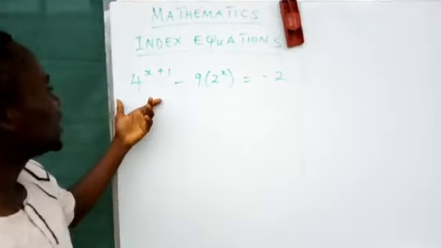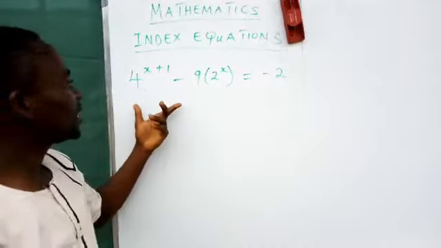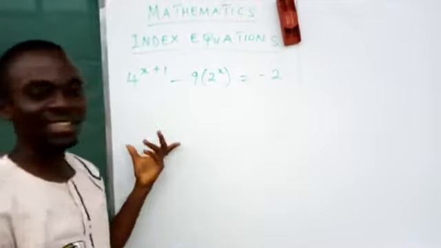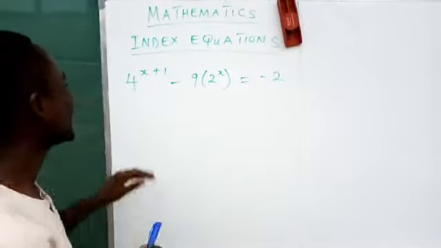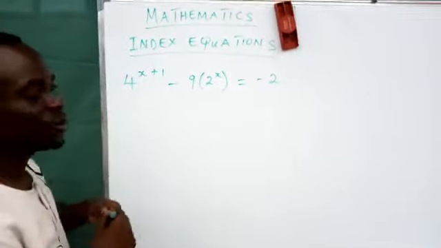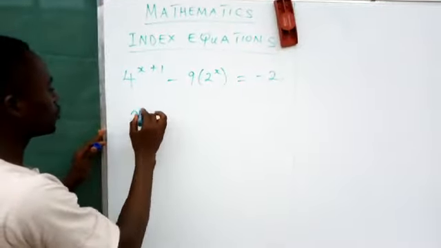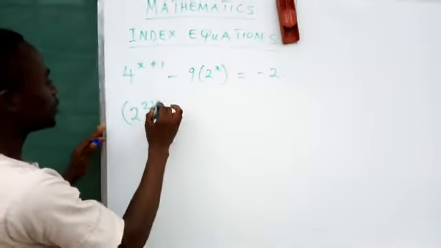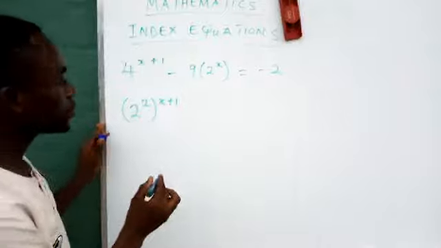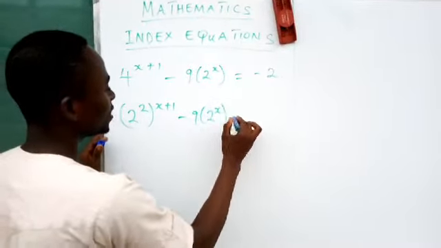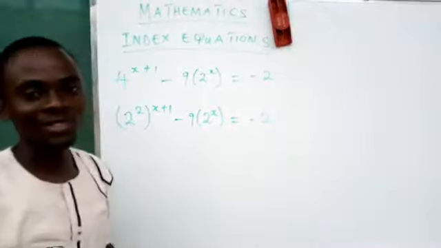Now if you look at this equation, you might feel that it is not solvable since the bases are not the same, and just like Mr. John will say, it's a trap. So now let's see what we can do. We can write this 4 as a power of 2. So we have 2 to the power of 2 all raised to the power of x plus 1, minus 9 into 2 to the power of x equals minus 2.